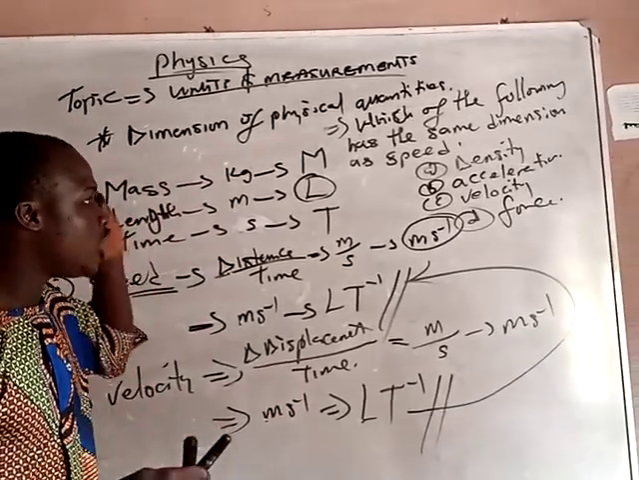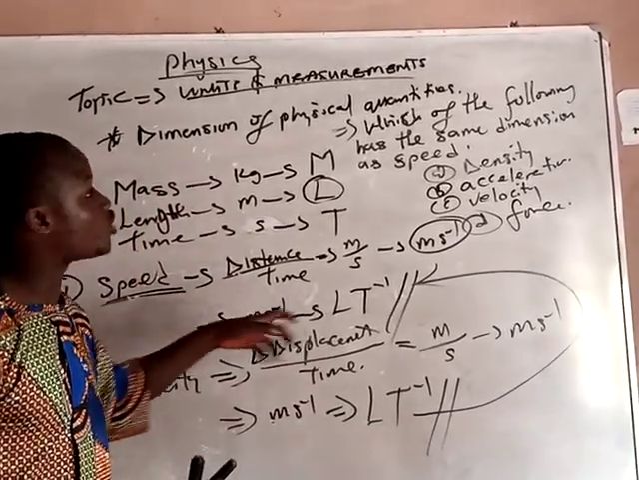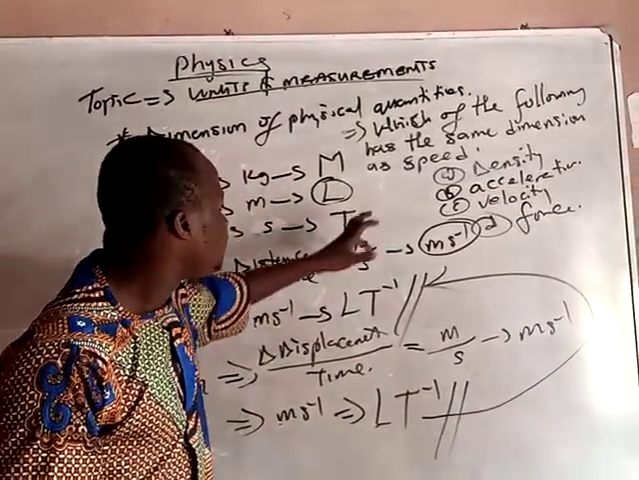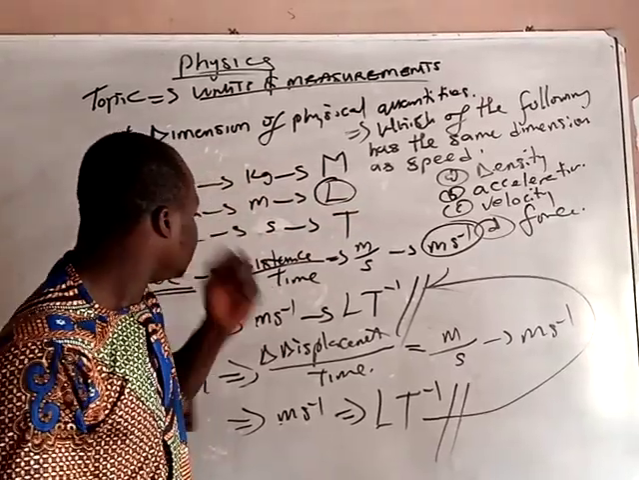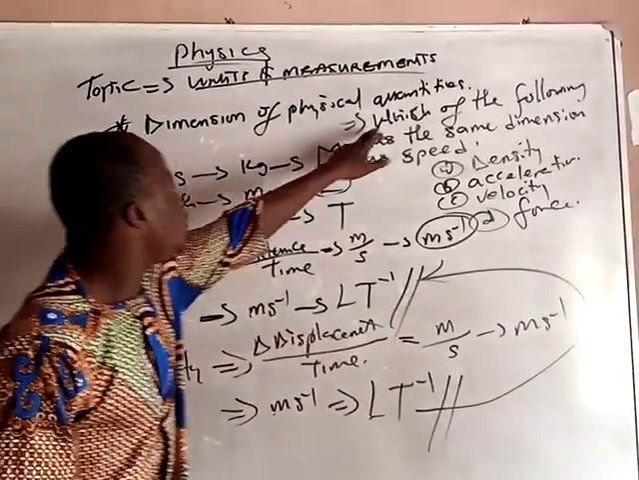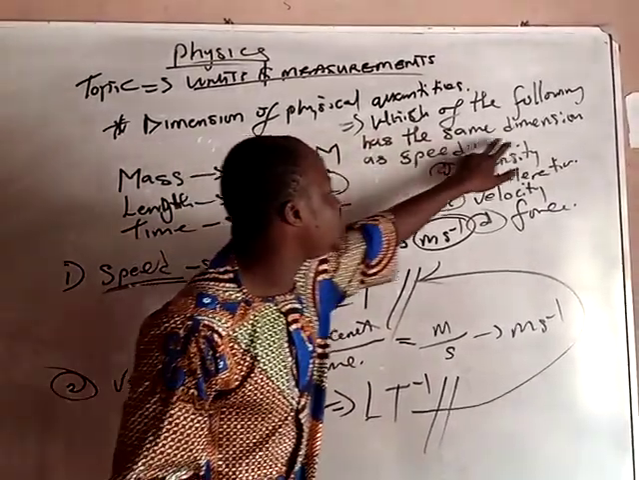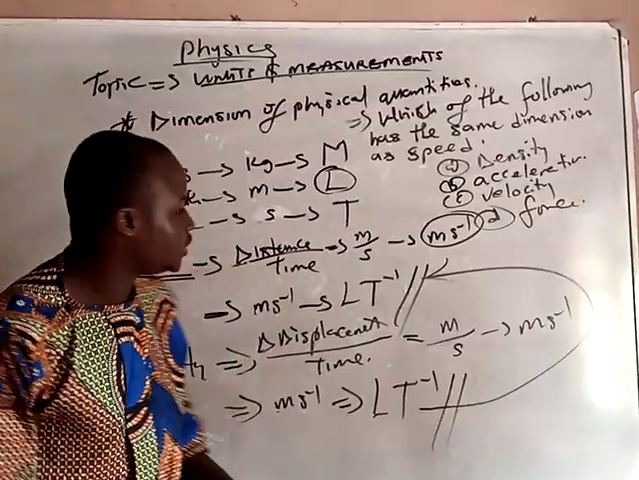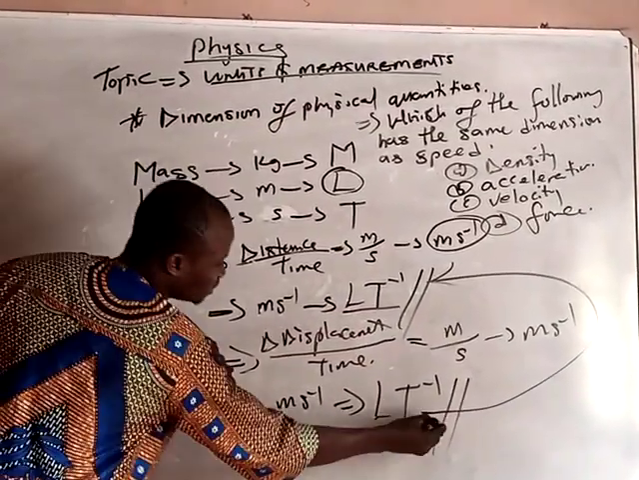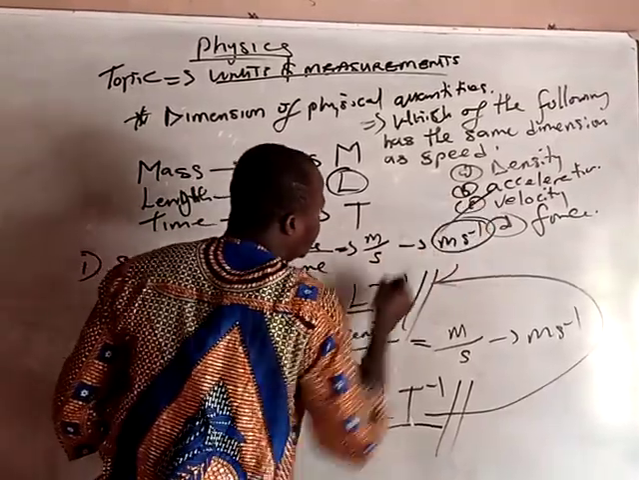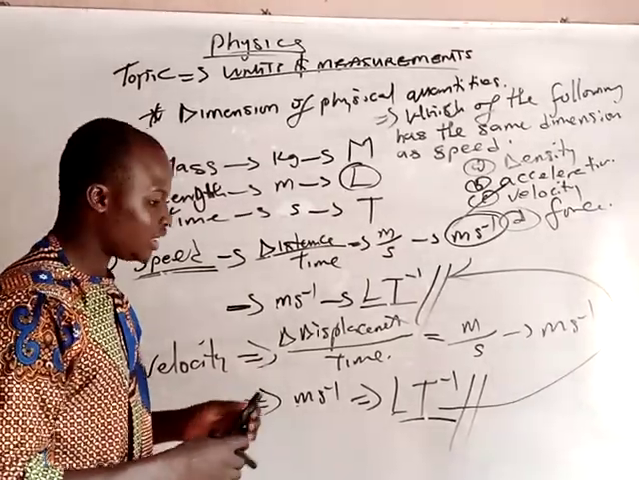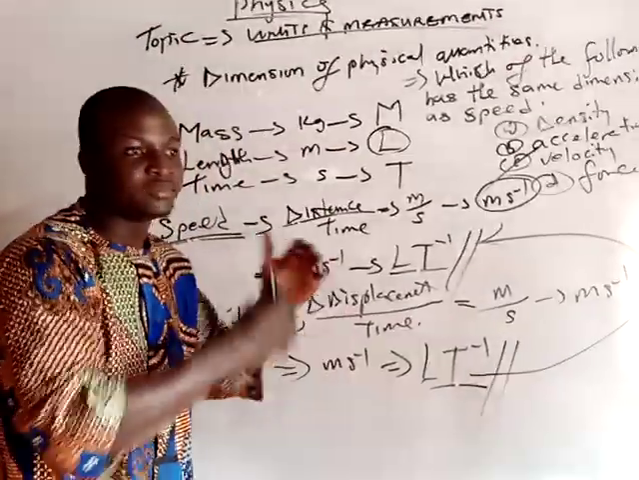So if you don't know the dimension of physical quantities, you can't answer this question. It's not by magic. You just pick the wrong one. But have you realized that this and this are the same, right? The dimension of speed is this. The dimension of velocity is this. They have the same dimension. The answer is C. That's how they ask the question. Very simple. So, in our next video, we talk about density.